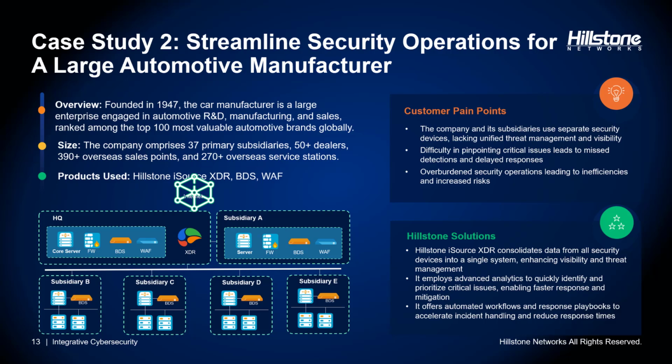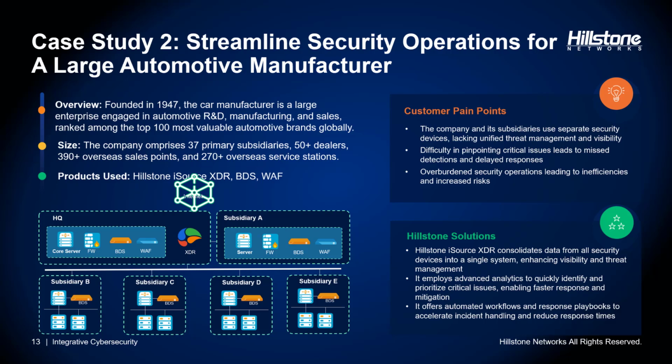The second case is in a manufacturing environment. This is an automotive manufacturer with a lot of subsidiaries in different locations, and they were facing challenges with visibility, how to coordinate security, and with incident response. Each site has its own security devices, but there's no unified management, making it hard to detect threats across the network and slowing response time. So critical issues were often missed or delayed because there's no single view or consistent workflow.